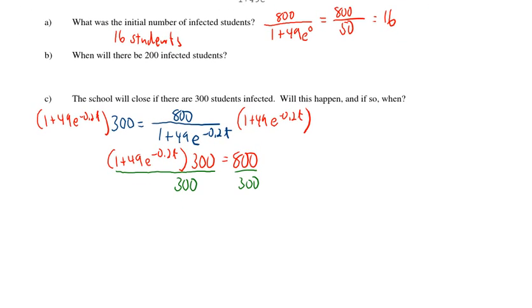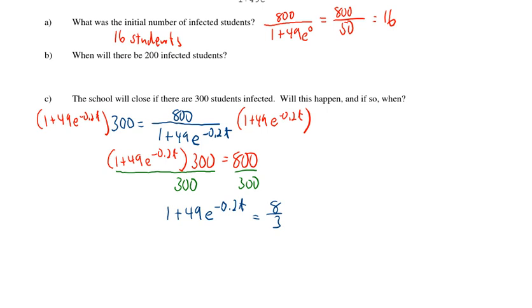So here's something I don't want to do. I like your suggestion, but the downside is this 800 divided by 300 is a repeating decimal, and rounding off now is going to decrease the accuracy of my final answer. So I'm just going to leave it as 8/3.